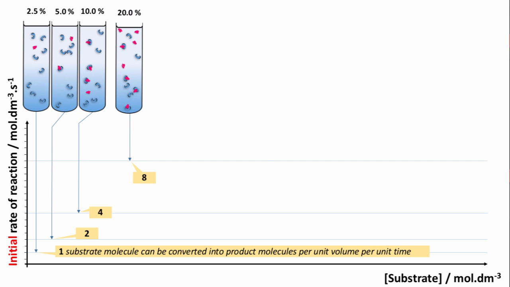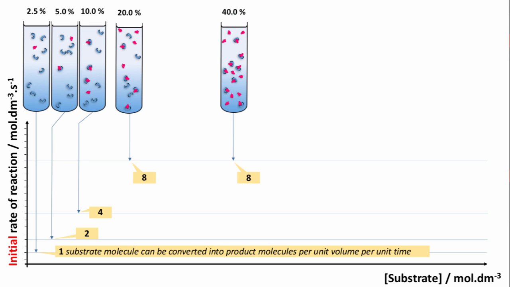At 20%, there are 8 substrate molecules, just as there are 8 enzyme molecules. All 8 would be able to bind to the 8 active sites, and all 8 would be converted into products. Hence, the top rate, the fastest initial rate that can be achieved is 8 substrate molecules that can be converted to 8 sets of product molecules per unit volume per unit time.